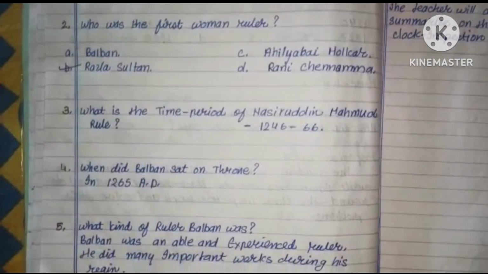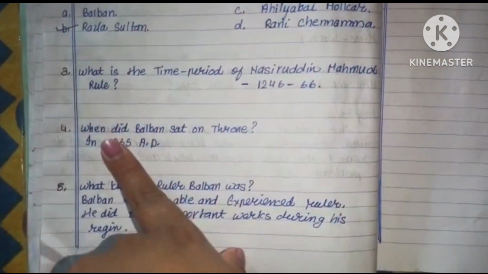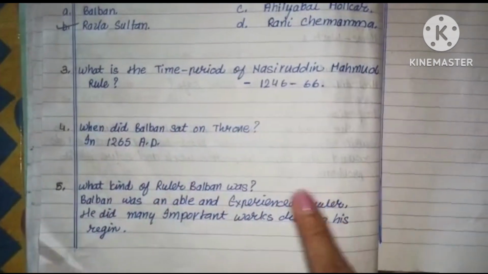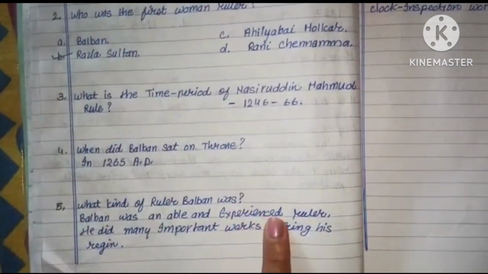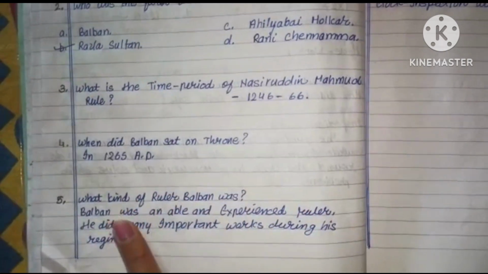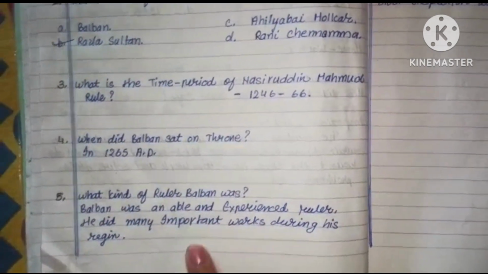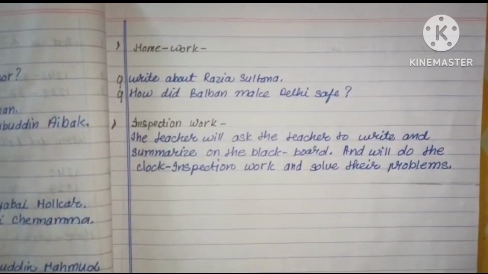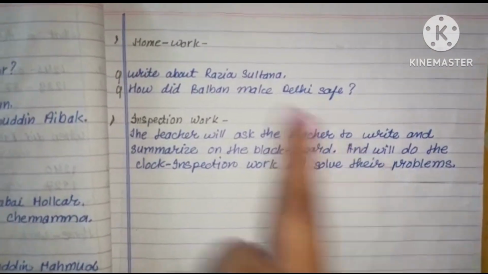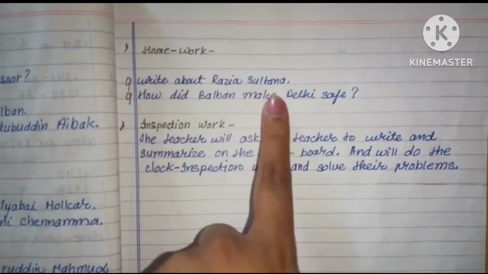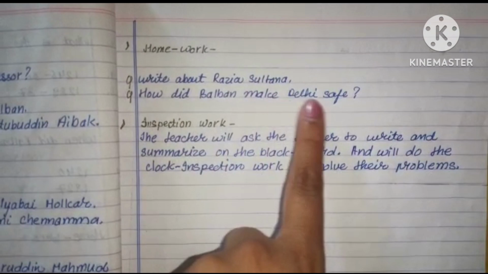This is a one word answer question. When did Balban sit on the throne? In 1265 AD. What kind of ruler was Balban? So Balban was an able and experienced ruler. He did many important works during his reign. And then we have the homework that the student teacher will give to the students. 2 questions will be given: write about Raziya Sultan and how did Balban make Delhi safe.